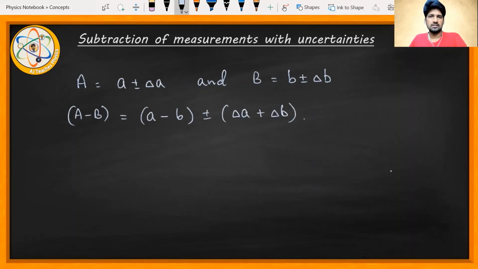Even if measurements are subtracted, their uncertainties still get added, because what we want to report is the maximum possible deviation of that difference A minus B. And in that process, as you have just seen, it so happens that the uncertainties still get added. Now you can remember it this way: uncertainties are never subtracted. It doesn't matter whether you are adding the measurements, subtracting the measurements, multiplying them, dividing them, or whatever you do, uncertainties should never be subtracted.